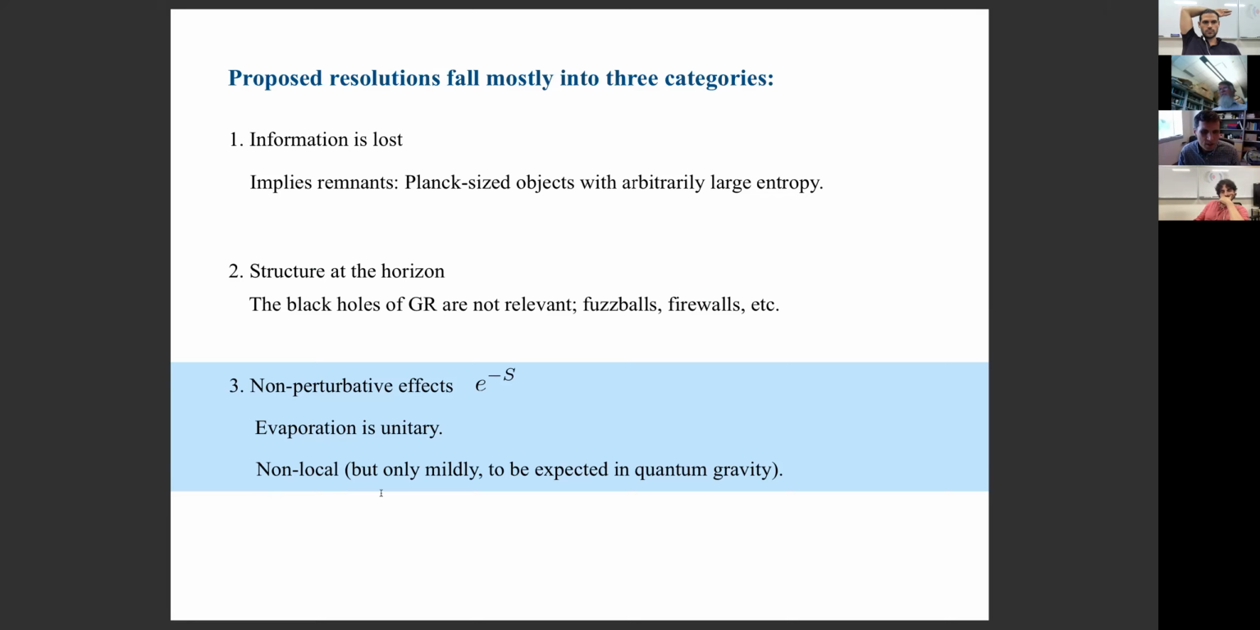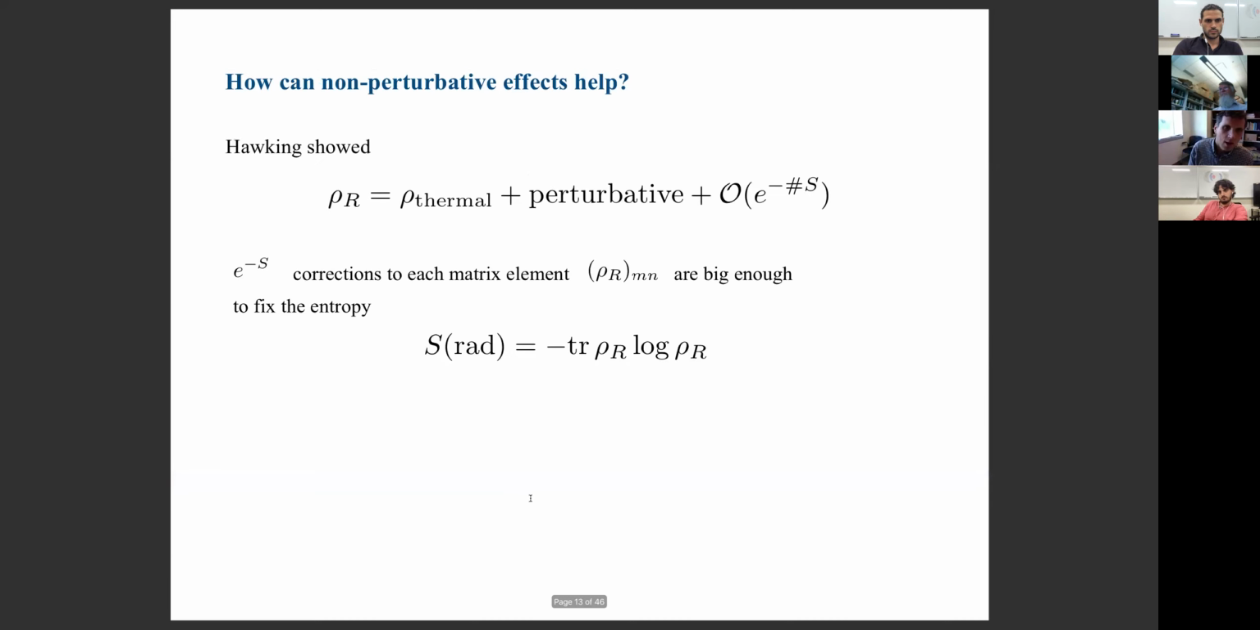But I want to emphasize that this is very mild. It's a tiny amount of non-locality. It does not require large non-locality. And I think that this is to be expected in quantum gravity. We don't have gauge invariant local observables in quantum gravity. And I don't think there's a problem with having these tiny e to the minus S effects. So it's just the amount of non-locality that we might expect. Now, how can these non-perturbative effects help with the paradox?